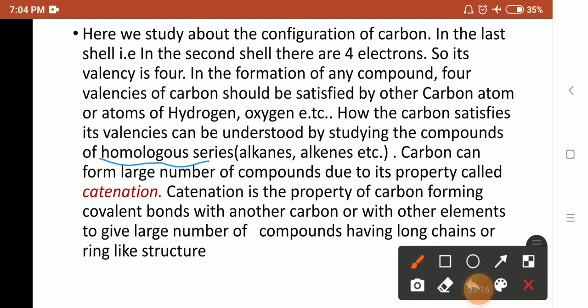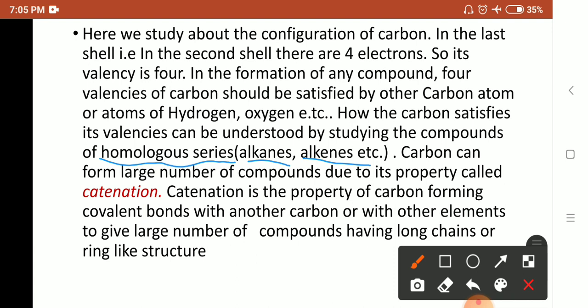Homologous series means it is the series of compounds which have the same properties and which can be represented by the same general formula. Example, alkane is an example for homologous series. Similarly, alkenes is an example for homologous series.